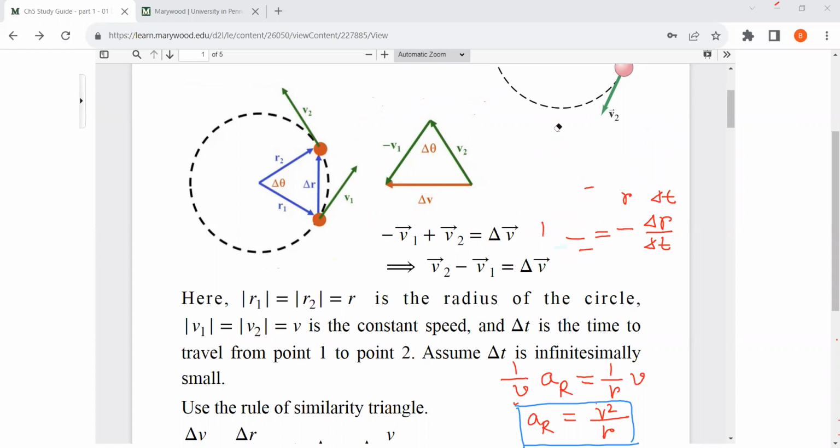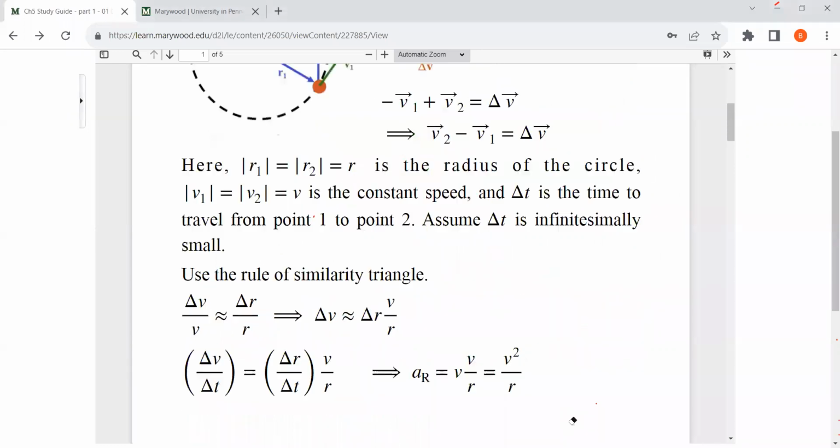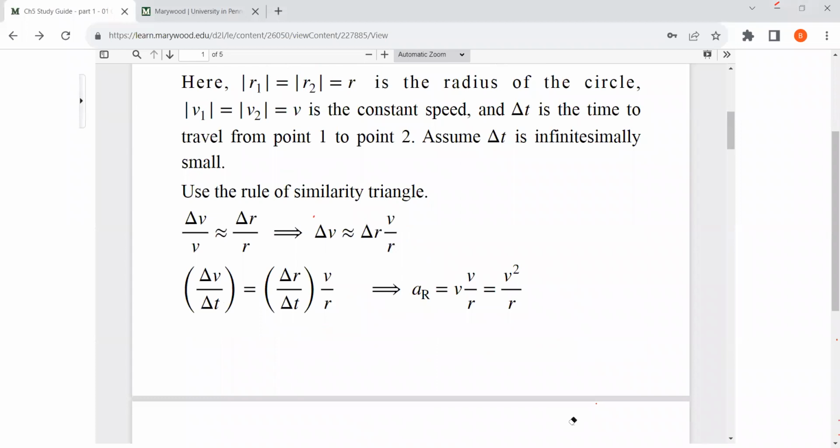Okay, so the derivation I already have in this slide, so try to understand it and let me know if you have questions. All right, so here you see that this is the mathematical definition of centripetal acceleration, or the radial acceleration. All right, let's move on.